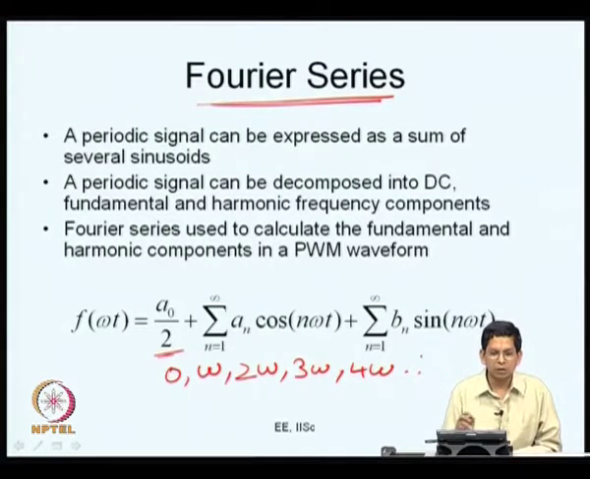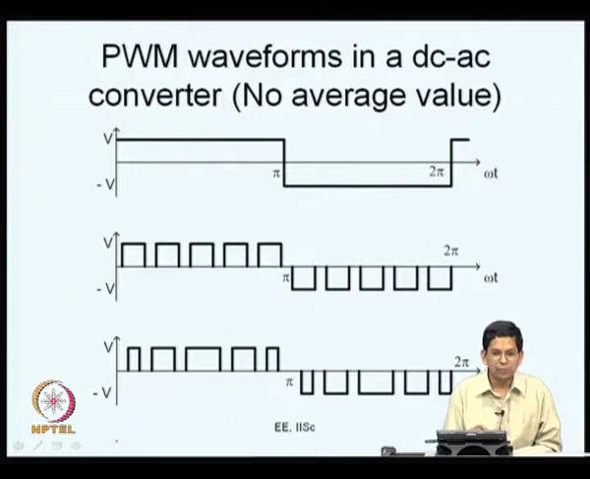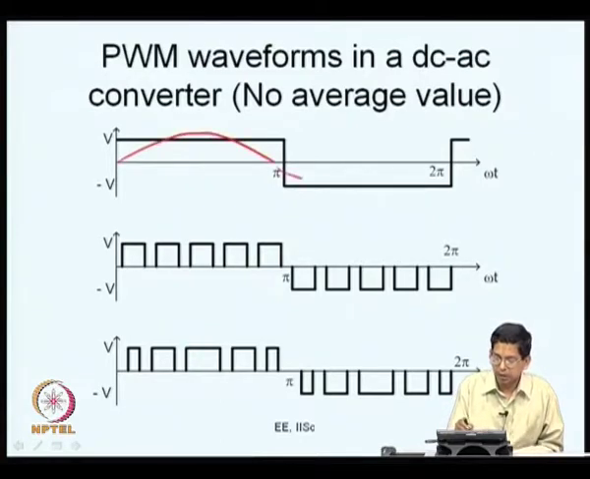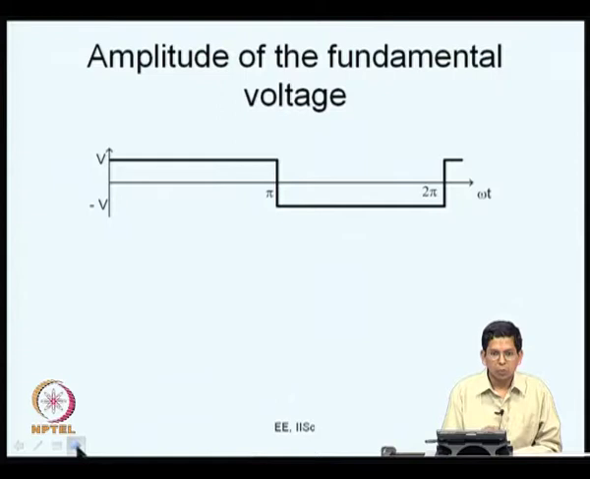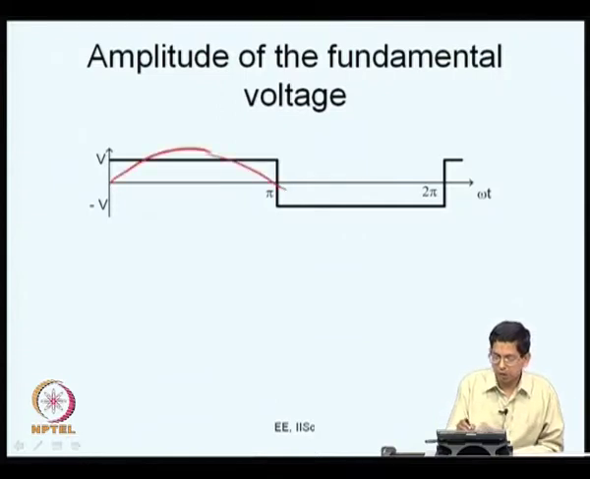So, in general it can have all these harmonic components, but the waveforms we saw previously have 0 DC value, they have no average value. So the DC is 0 here. They only have a fundamental component and the other harmonics. So, what is the amplitude of the fundamental? As I told you, for such a waveform, the peak value is going to be 4V by pi.